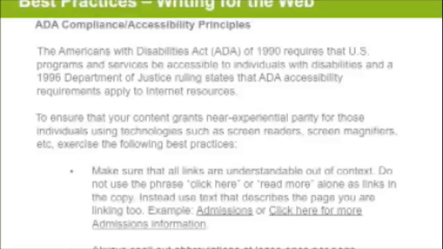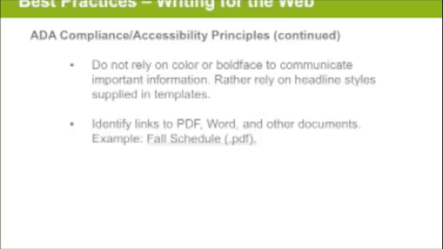One is avoid just the "click here" links. Make sure that it has more information, like use "admissions" as the link, or "click here for more admissions information," and link that whole thing, because they might be using technology that's actually going to read that link back, so they need to hear exactly what they're linking to. Spell out abbreviations at least once per page. Don't rely on color or boldface to communicate important information. Rather, use the headlines that we'll provide in the style templates to separate that information and call it out.